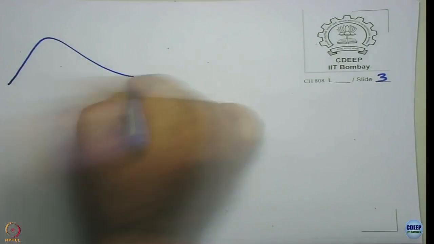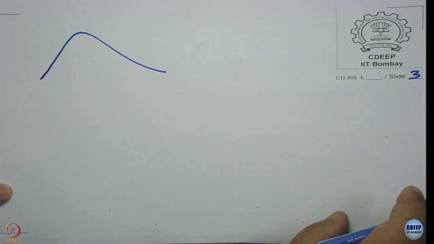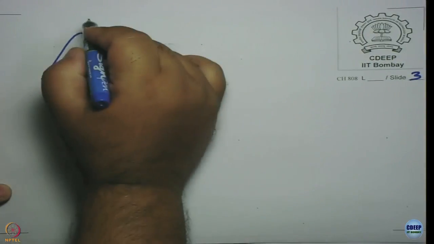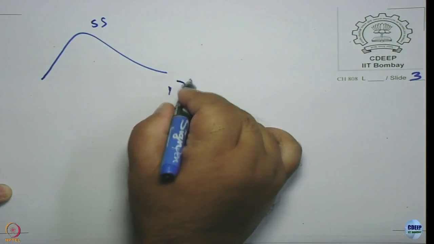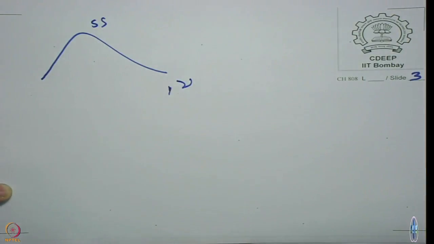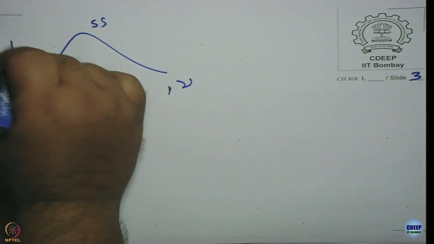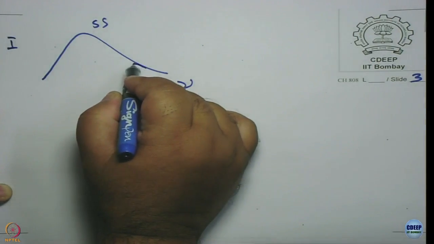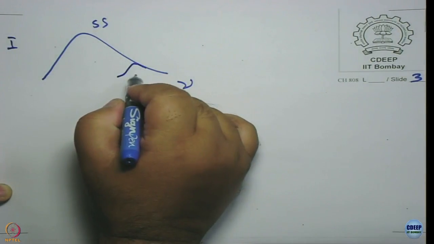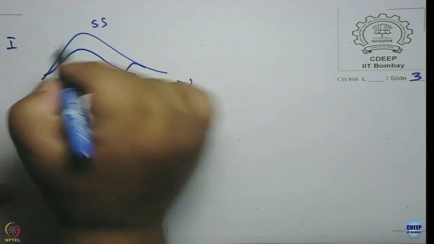We have discussed already. Let us say this is your emission spectrum, steady state. The x axis, let us write frequency, let us be consistent. But then I should have perhaps drawn it the other way. Anyway, the y axis is intensity. Let us say I have two components, one like this, one like this.